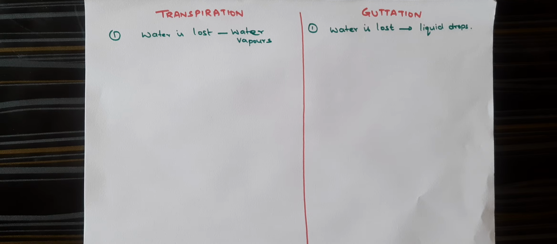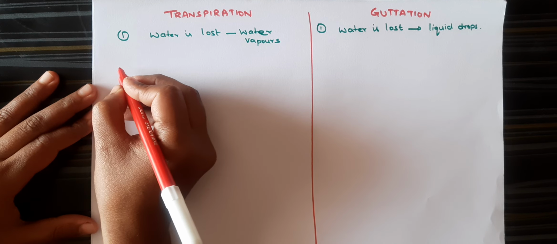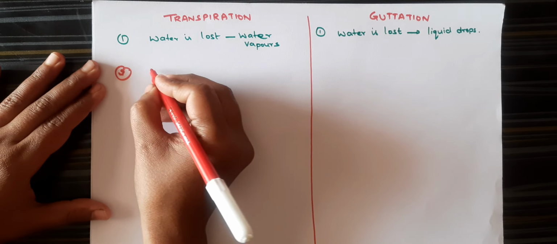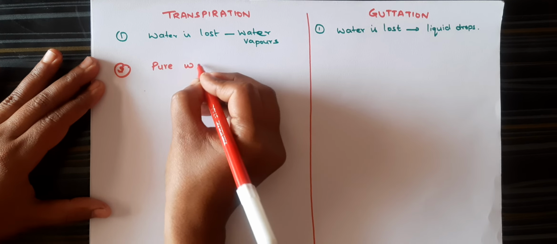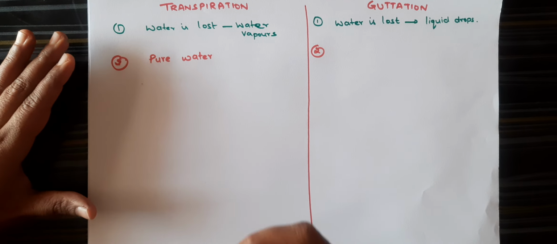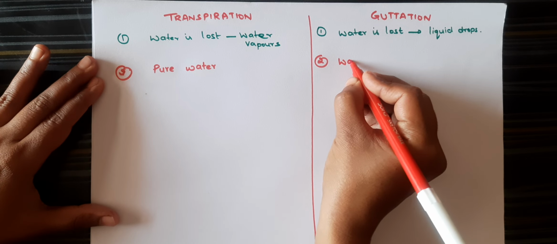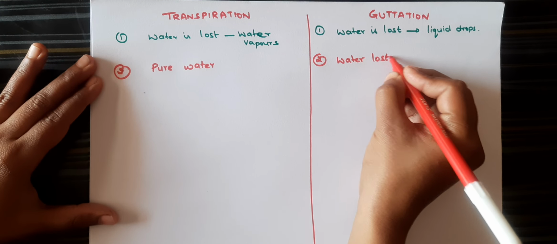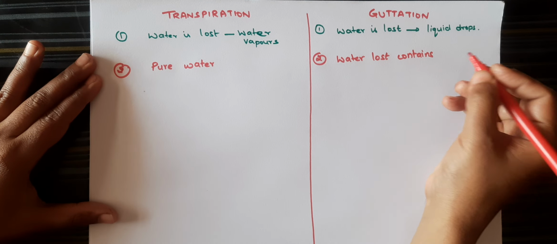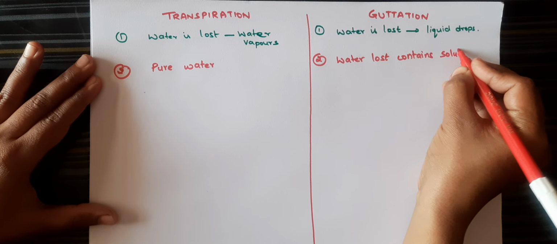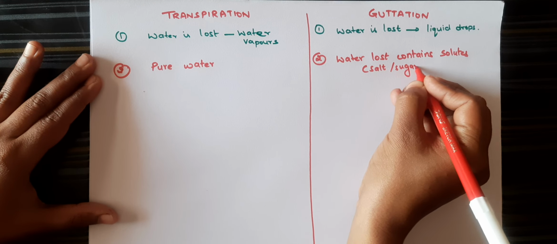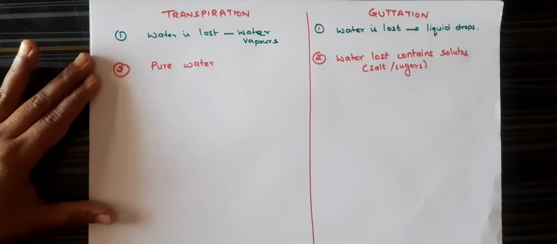The second difference between the two processes is that the water lost in the process of transpiration is pure water. However, in the process of guttation, the water lost contains salts and sugars also. So it contains solutes, we can write, and the solute can be salt or sugars. So this is the second major difference between the two processes.